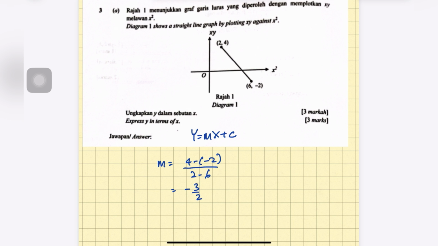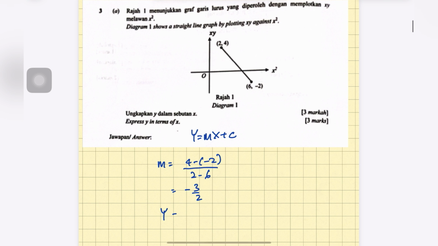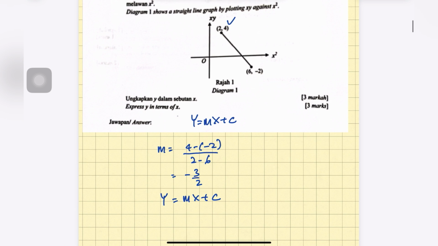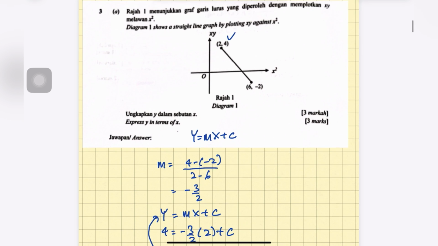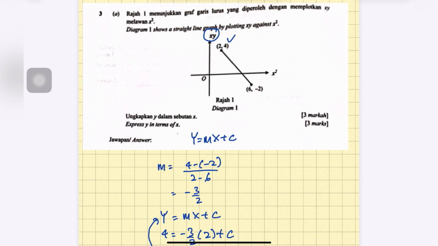Okay, so then kita cari c pula. So substitute to big Y equals m big X plus c. So then we can choose any point. So let's say I choose point (2, 4). So 4 equals gradient negative 3 over 2 times 2, plus c. So c equals 7. Okay, so kita masukkan balik dalam ni. Okay, the big Y is xy and the big X is x squared.